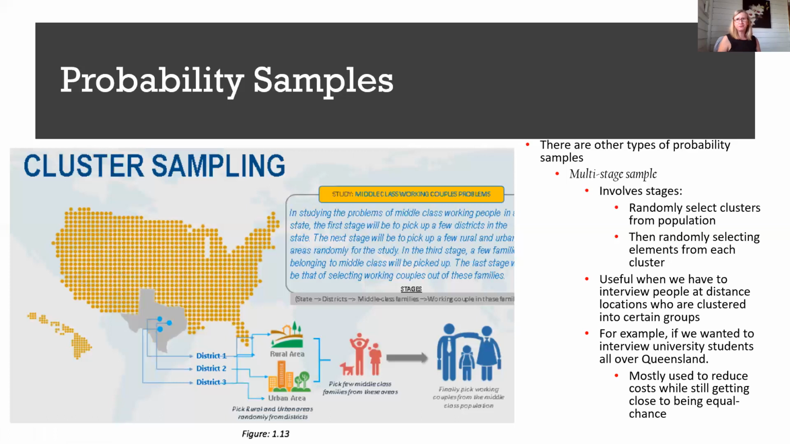Now, what's the advantage here? Well, it's useful when we need to interview people at different locations who are clustered into certain groups. Again, that's dependent upon the IVs you're interested in breaking your groups into. Local example: if we wanted to study university students all over Queensland, I live in Brisbane and it would be tough for me to get up to James Cook University and sample students from up there. So I might identify a few universities around Queensland, fly up, sample my students there and come back down, so that I've got equal representation of university students all over Queensland.